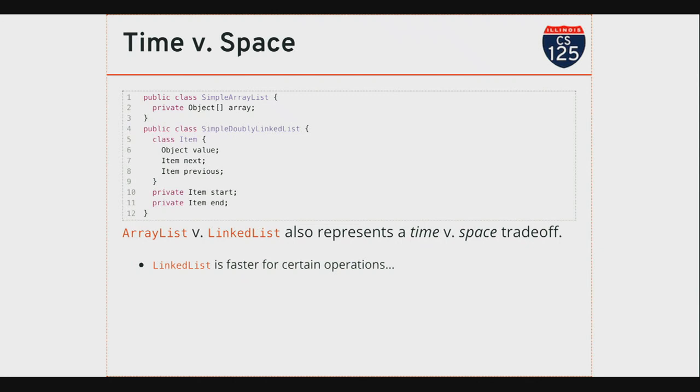For linked lists, for a singly linked list, I need an extra reference. For a doubly linked list, I need 2 extra references. And so now I'm trading off space versus time. So this implementation will consume more memory to store the same amount of data, but certain operations, particularly adding and removing from the front or the back if I have a doubly linked list, are faster.